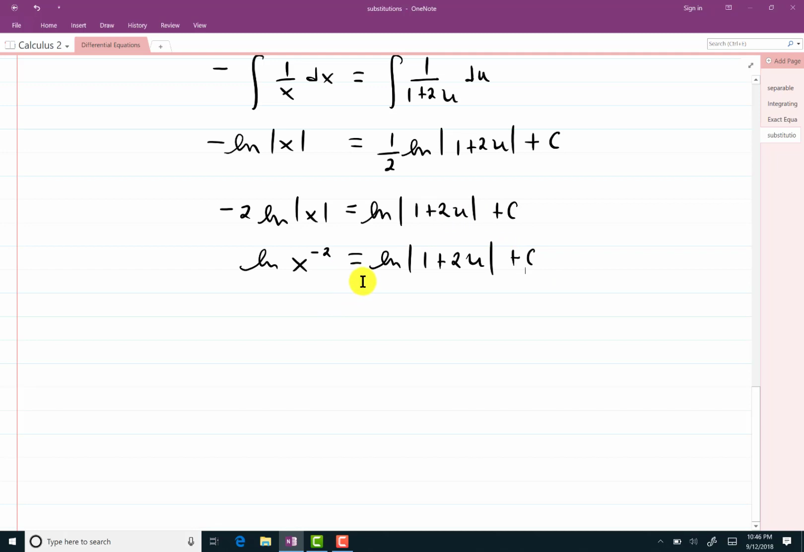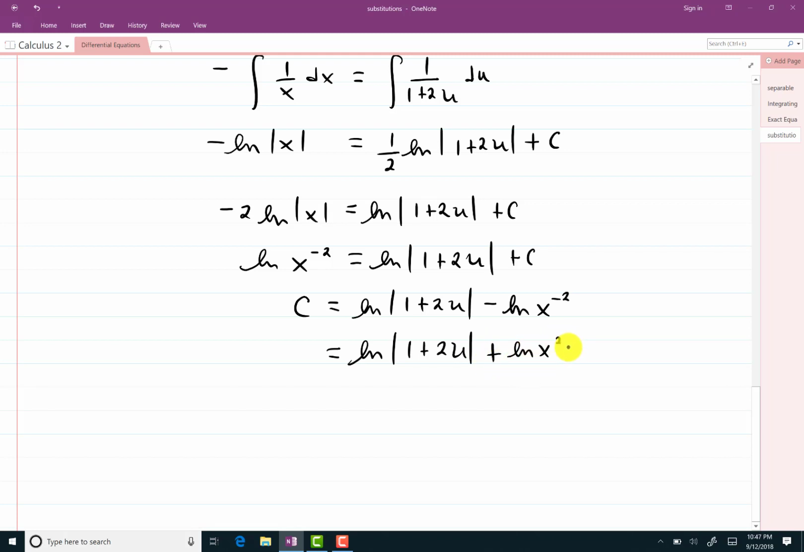So let me go ahead and, seeing as I have an x to the negative 2 over here, or maybe I should have left it as negative 2. It really doesn't matter. I'm going to take that stuff to the right and put my constant over on the left. So I'll have ln 1 plus 2u plus ln x to the negative 2. And that was actually a minus. But I could take the negative out of that. I'll have ln 1 plus 2u plus ln of x squared.